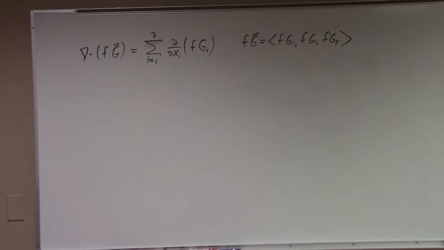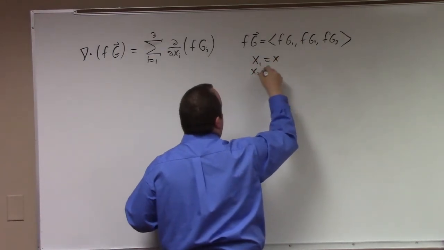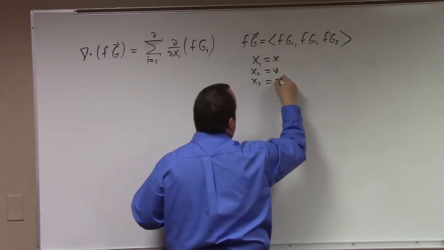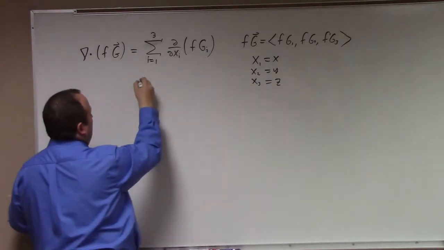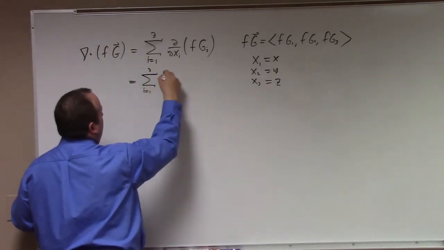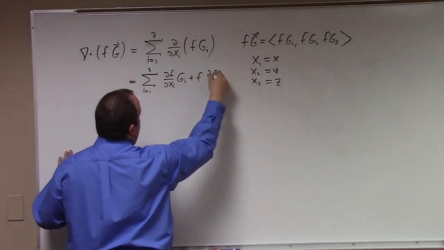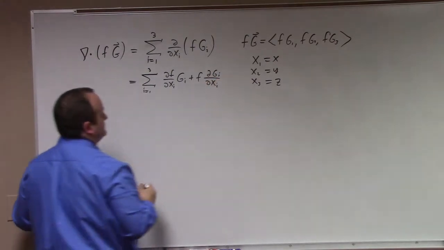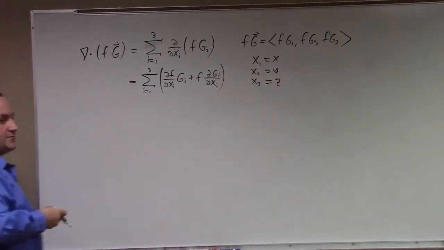I mean, it's x with x, y with y, z with z, or x1 with the first component, x2. So I'm using the notation, guys: x1 is x, x2 is y, x3 is z, which is a helpful notation for this kind of question. And then, well, that is what? Partial f partial x_i g_i plus f partial g_i partial x_i. Right? How do I know that? Yeah, that's the product rule.